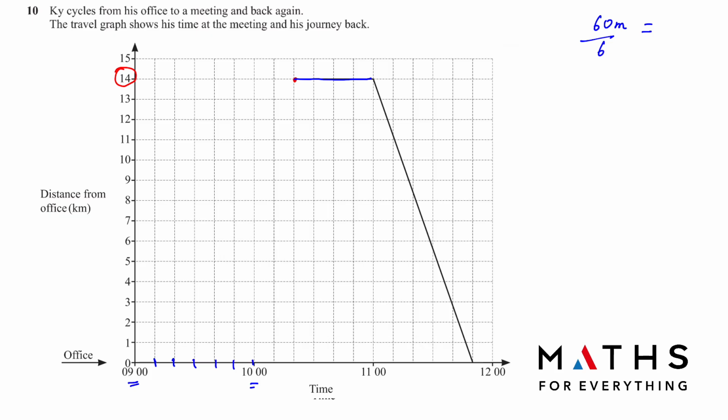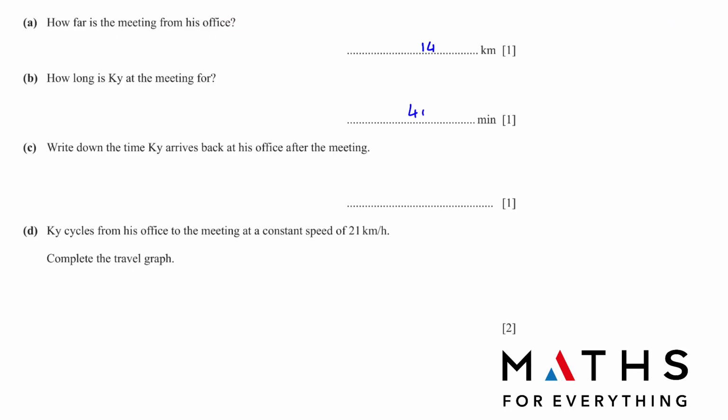Divide by 6 because there are 6 columns and you will get 10. So each line represents 10 minutes. So let's look at the sleeping line here, horizontal line. We are starting at this point. How many columns are there? 1, 2, 3, 4. It means that the meeting lasted for 40 minutes.